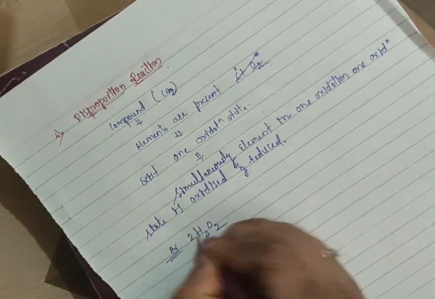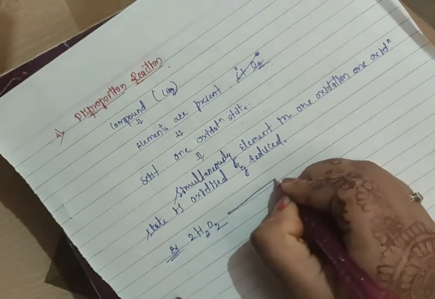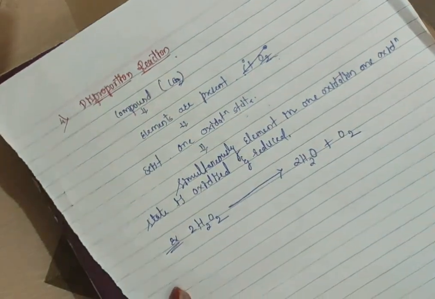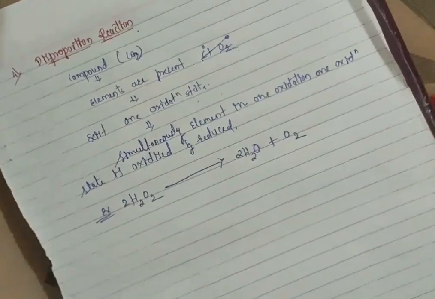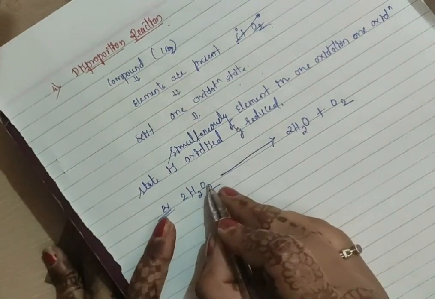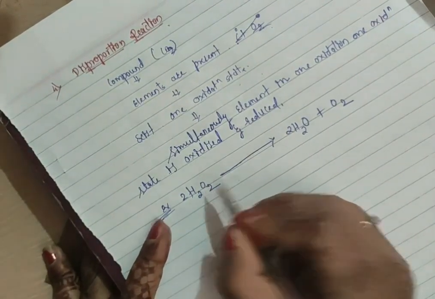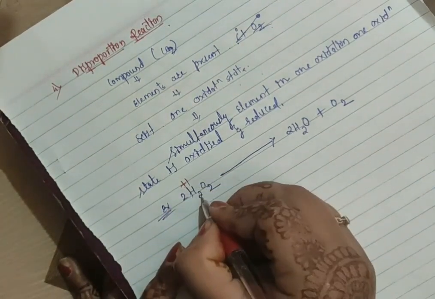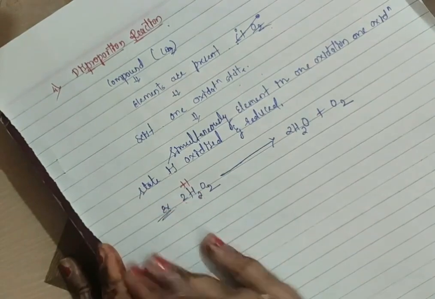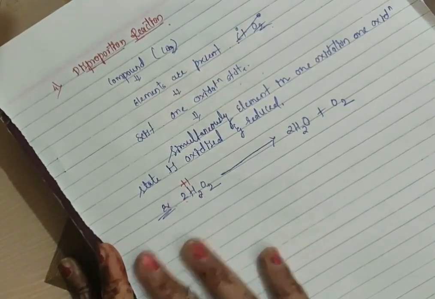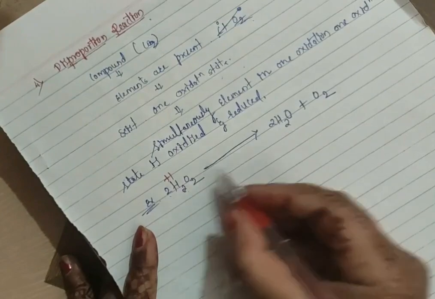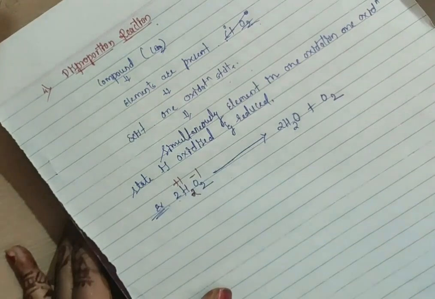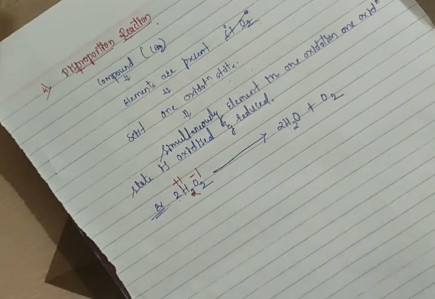If I take two molecules of hydrogen peroxide, it will be converted into two molecules of H2O plus O2. Now I will find the oxidation number of oxygen in hydrogen peroxide, because we know that hydrogen always has a plus one oxidation state. So we have a total of 4 atoms of hydrogen. Now here, the oxidation number on the oxygen will be -1.